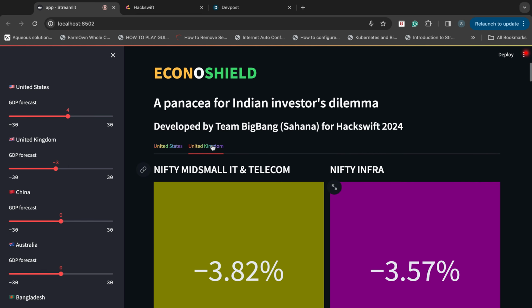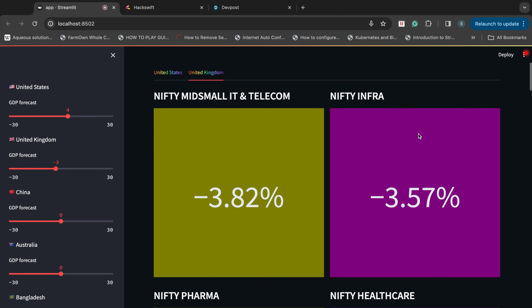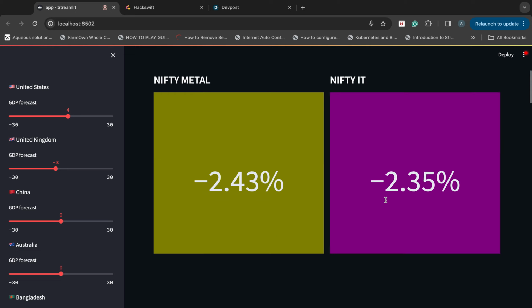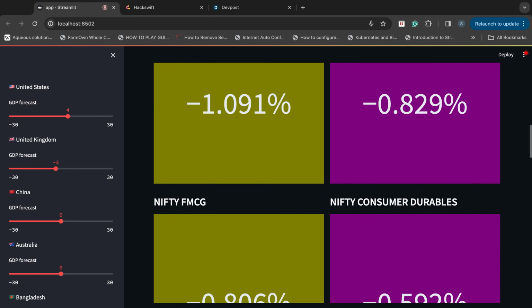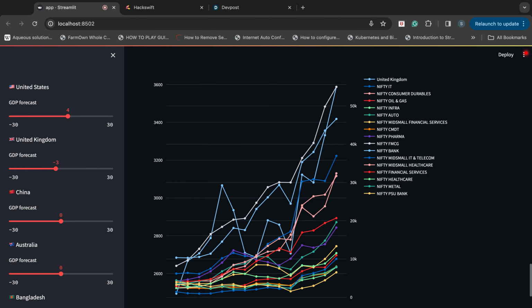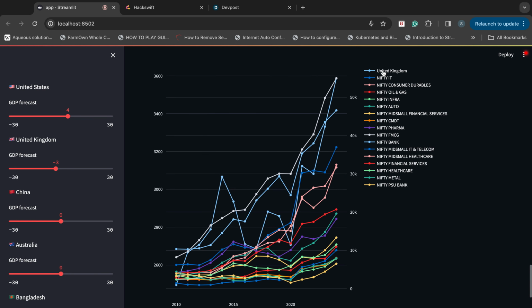So then we'll see what sectors are affected here. So here mid small IT and telecom. Here infra is infrastructure, pharma, healthcare, and many such sectors are affected here. And then let's jump to the graph. So here we see the graph, like how many sectors does UK affect.